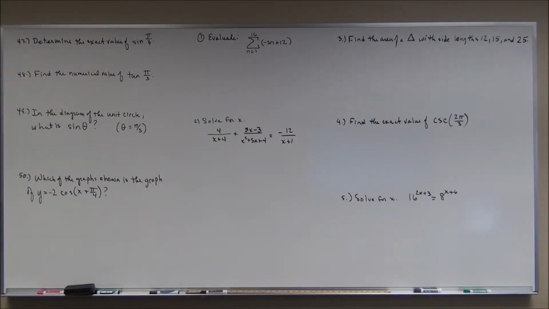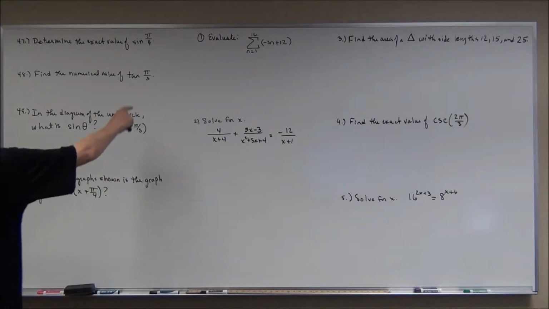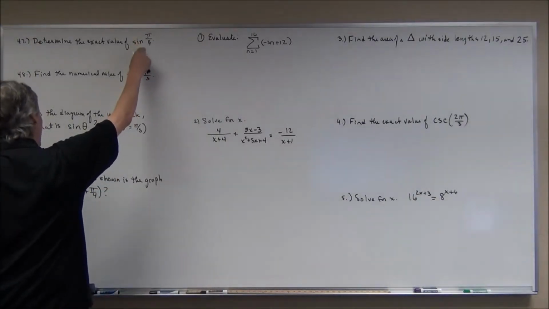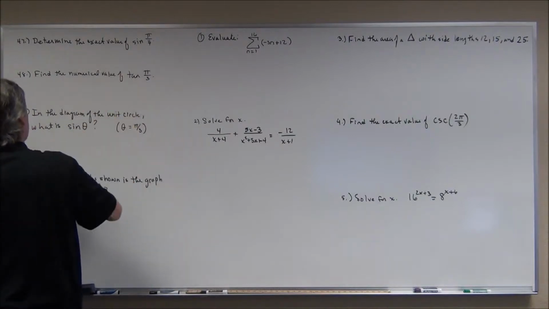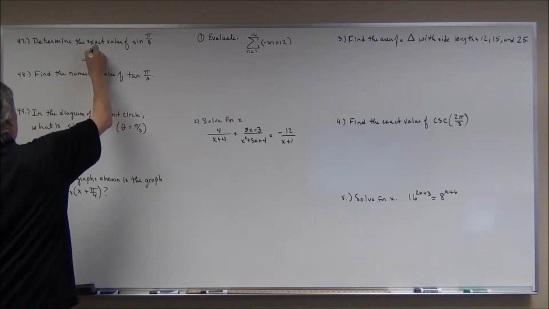Determine the exact value of the sine of pi over 4. Remember, pi over 4 is the same as 45 degrees. If you have to, draw out a picture. Draw out a picture, right? 45 degrees. This is a 45, 45, 90.